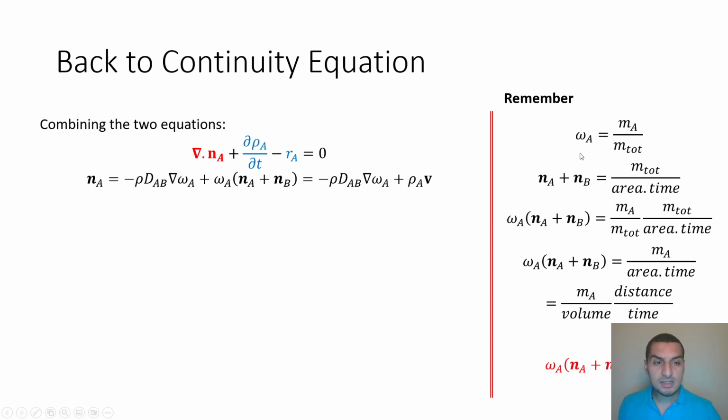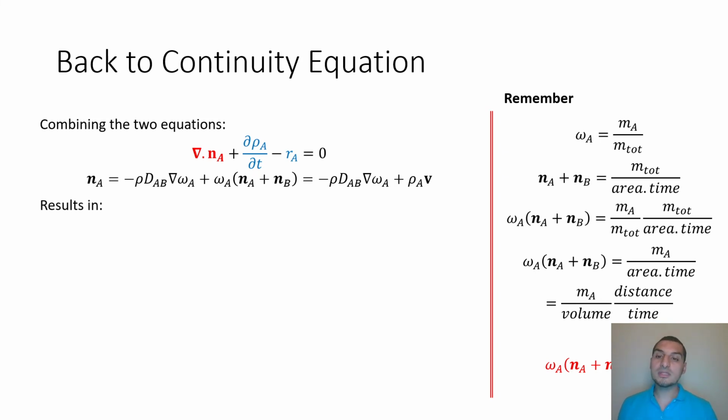Omega A is the mass of A divided by the total mass, which is the mass fraction, and NA plus NB is the total flux, which is the total mass divided by area divided by time. So if I multiply these two, it's going to be the mass of A divided by area divided by time. At the same time, if I multiply the mass concentration, which is mass of A divided by volume, by the velocity, it's going to give me the mass flux as well. So that's why this term equals this term. This is the mass of A per unit area per unit time.